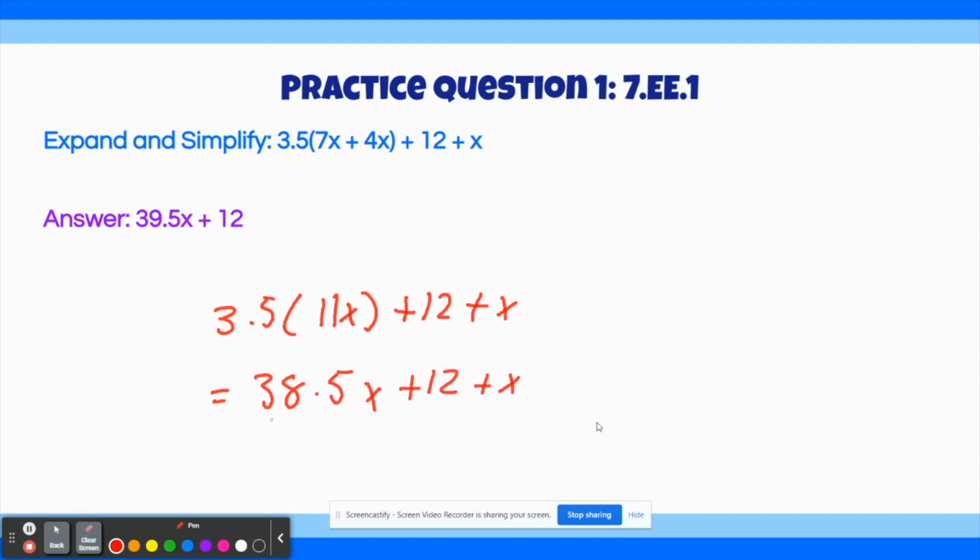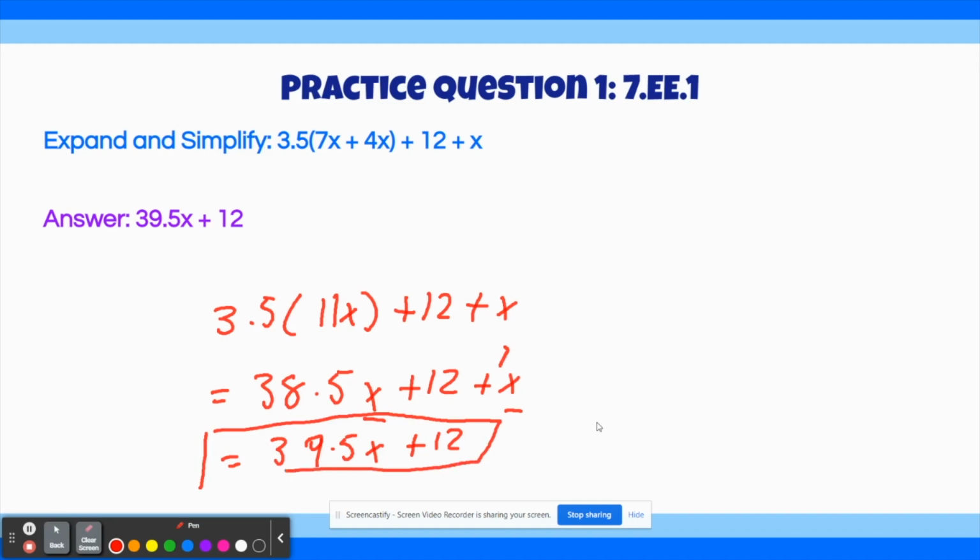And now we have some more like terms. Right here we have the x, and we have the x right here. And there's an imaginary 1 in front of this x. So we have 38.5x plus 12 plus 1x. So if we do 38.5 plus 1, we get 39.5x plus 12. And now we can see that there's no more like terms to be combined, and so that means we have our final answer, 39.5x plus 12.